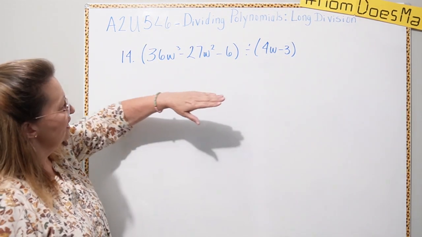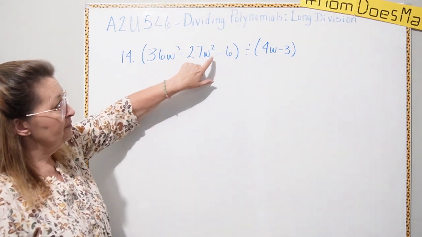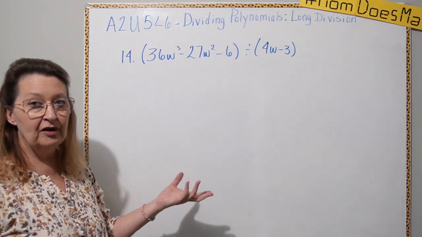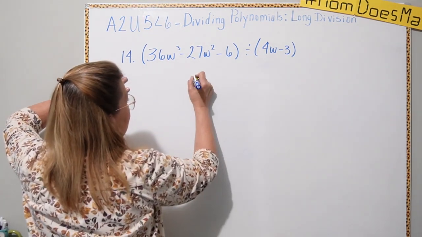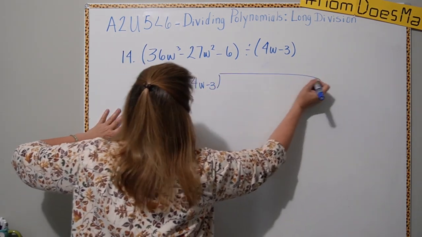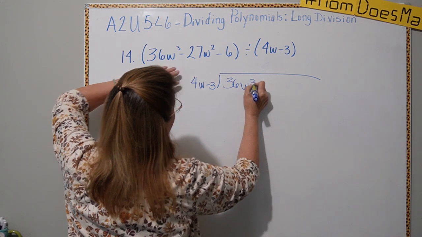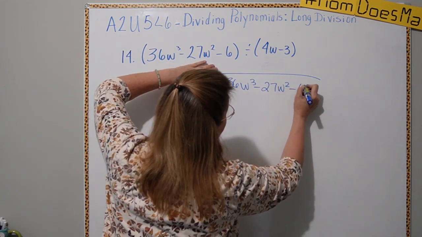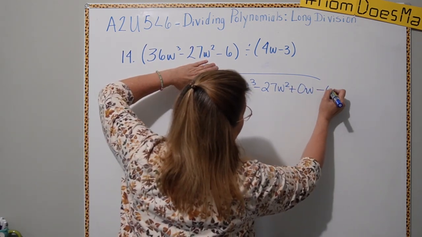Okay, here's number 14, and the first thing I notice is I have a w to the 3rd, a w to the 2nd, and then a constant. So I'm missing a linear term, a w to the 1st term. So let's get our divisor, and let's do 4w minus 3 here. Now, this is going to be 36w to the 3rd minus 27w squared. All right, I'm going to insert that plus 0w and then minus 6.